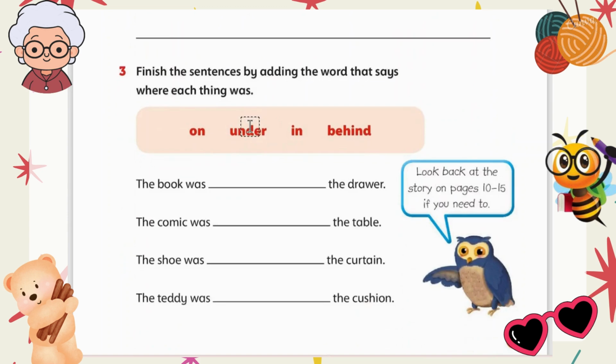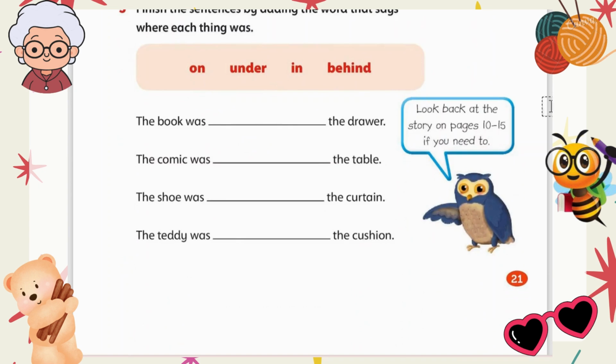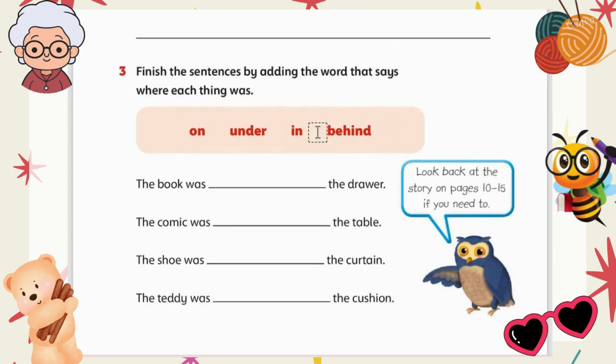Number 3. Finish the sentence by adding the word that says where each thing was. Look at the story on pages 10 to 15 if you need to. So if you need, you can look at the pages. But if you remember, you can do it like this because this is related to the words called prepositions. The book was in the drawer, under the drawer, or behind the drawer? In the drawer, because when the grandpa opens the drawer, there is the book inside the drawer.